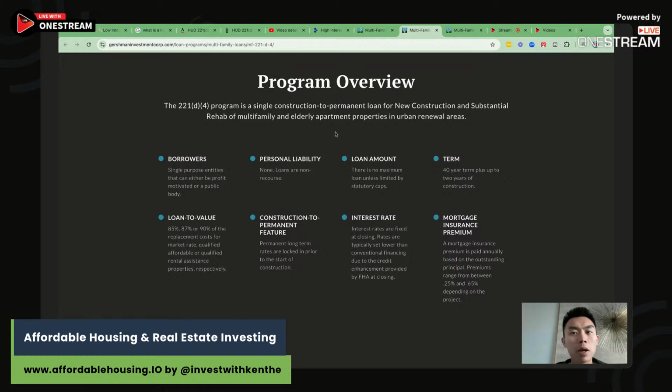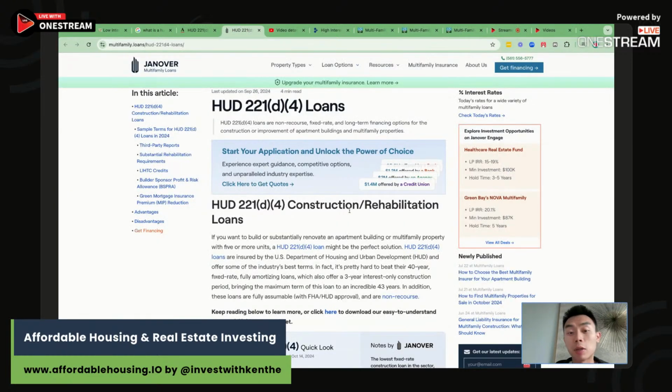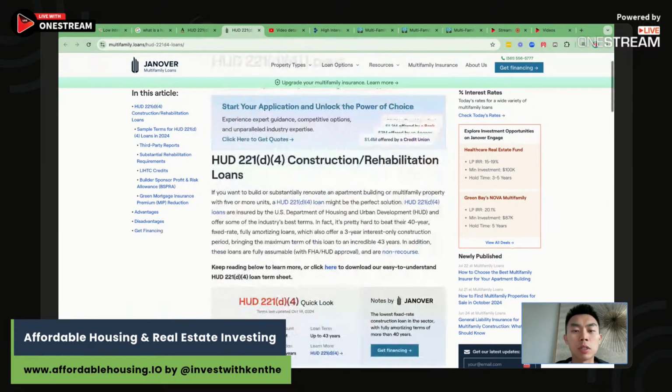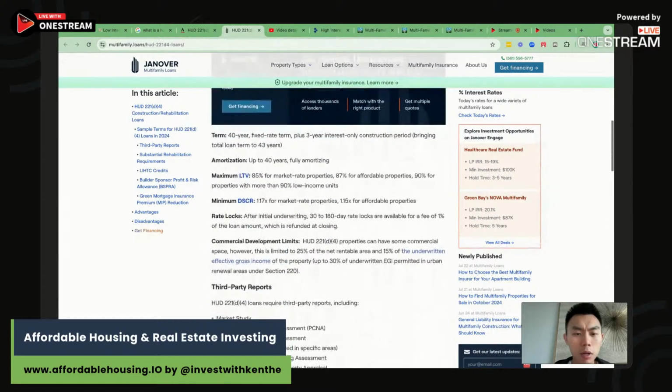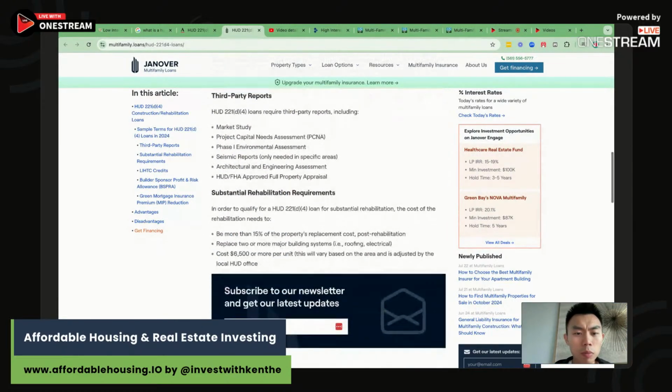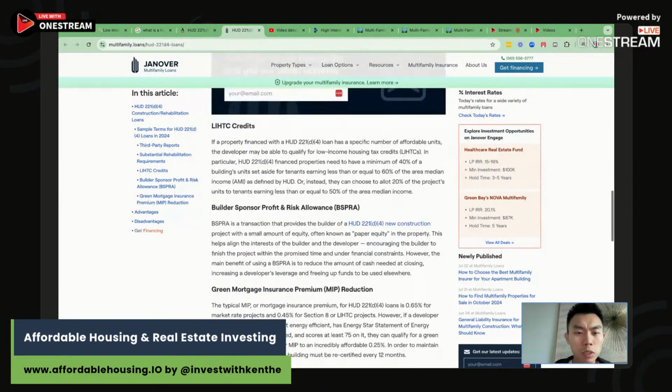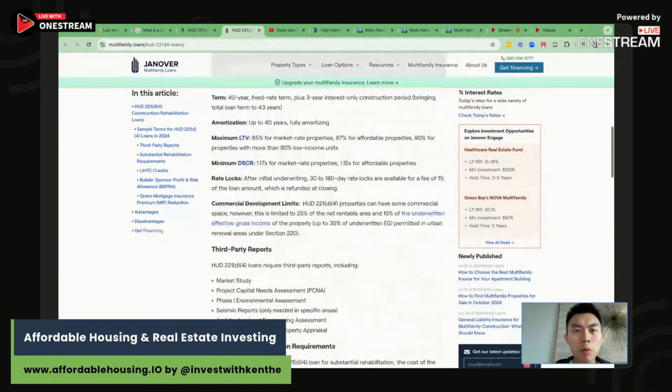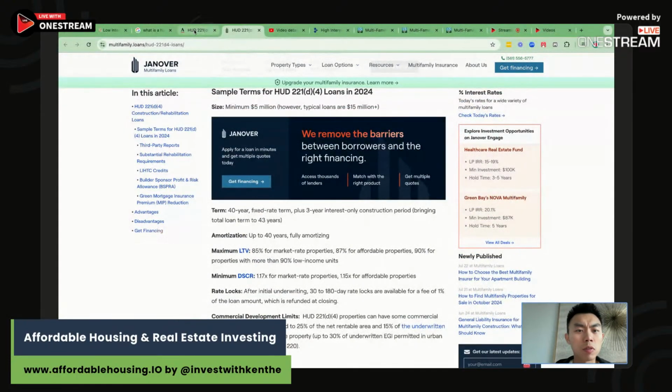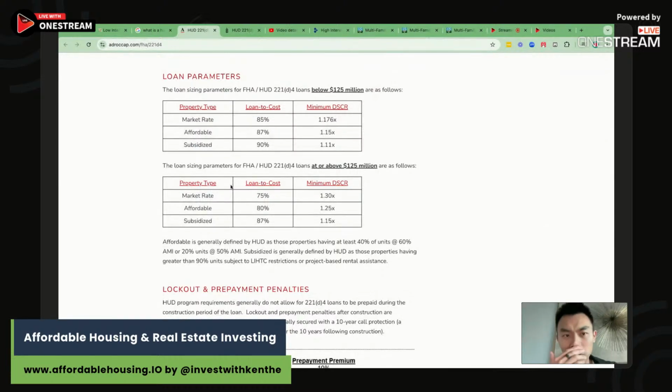Again, just keep in mind, I'm not a lender. This is not financial advice. I am simply regurgitating what I've learned about HUD 221D4 loans, okay? This is just my way of learning, because when I say it out loud, this is how I learn these much better. There are so many different information sources about HUD loans, but I'm going to pull out a couple of them from a few different overviews I know.